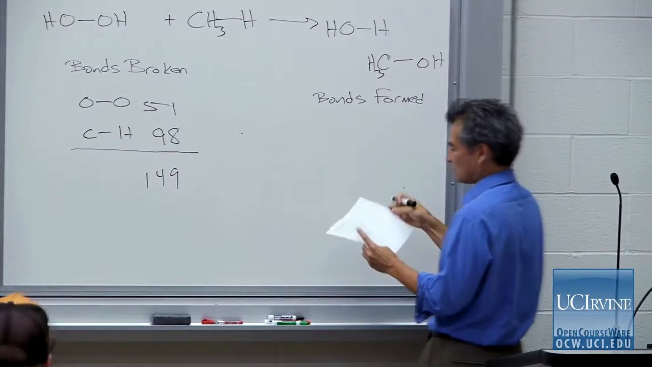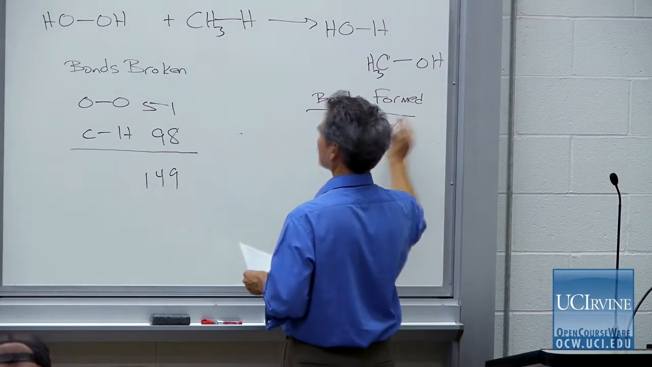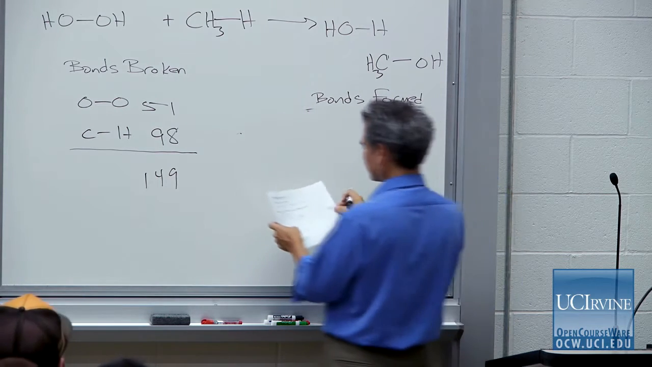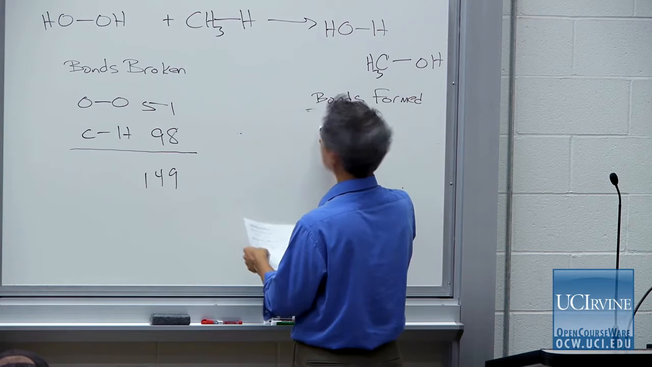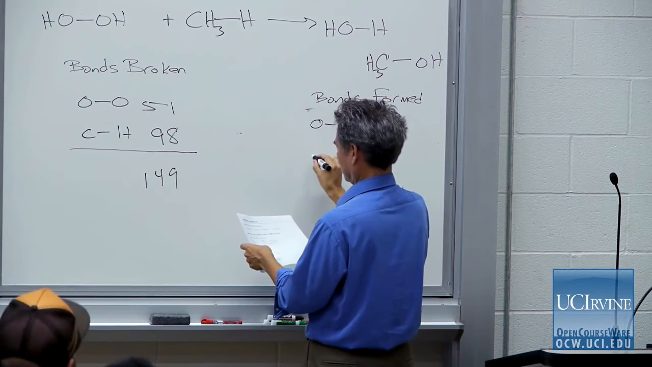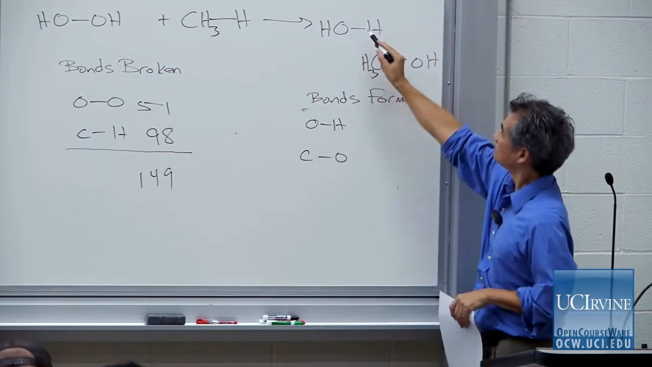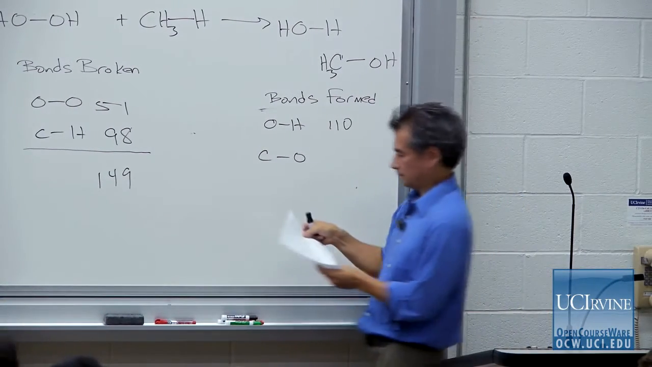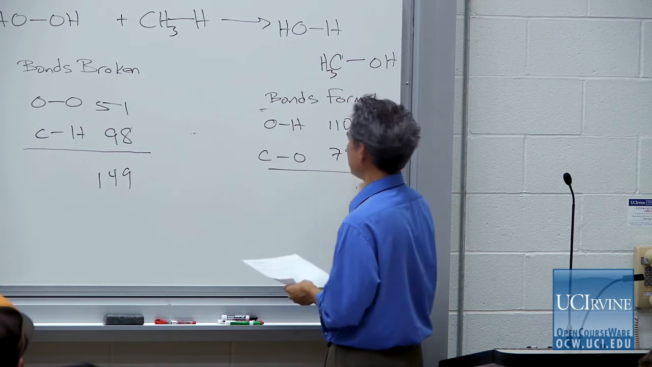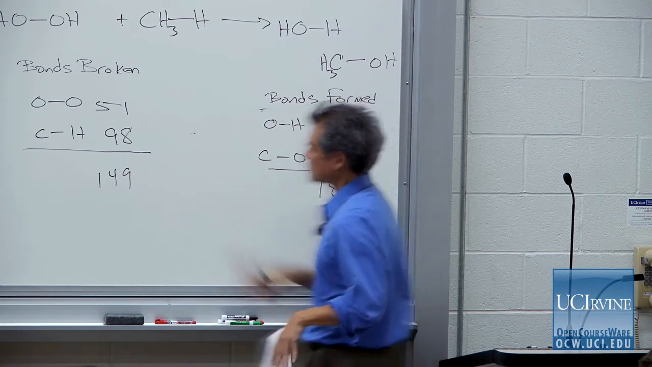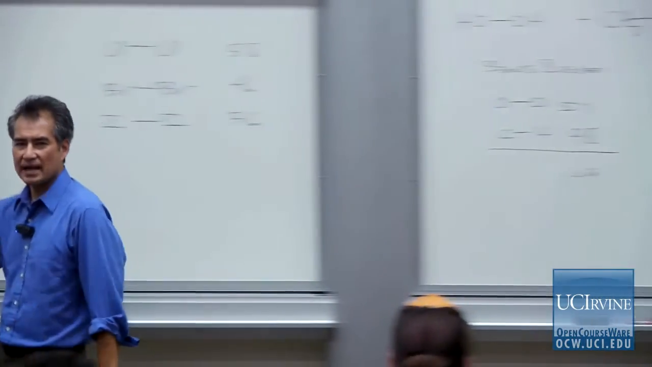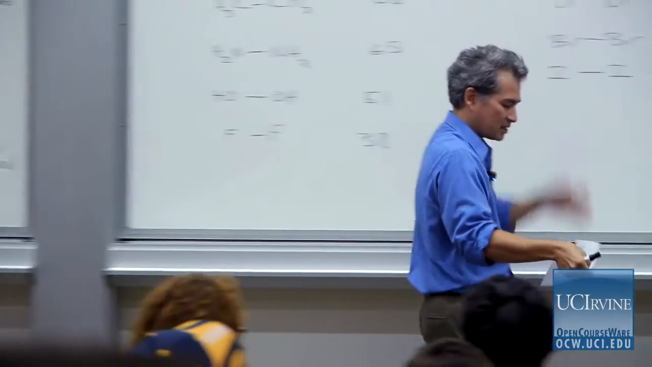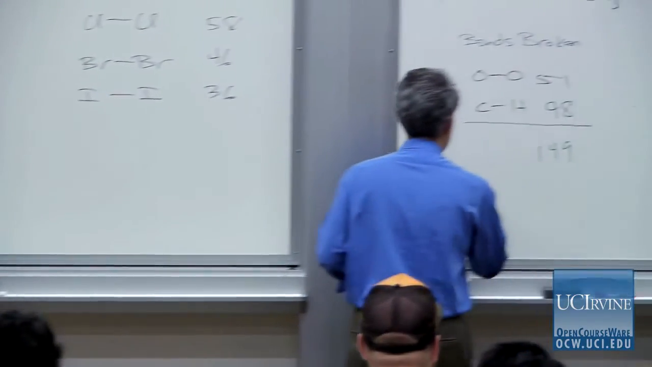And then we come over here and we look at the bonds that we form. So the OH bond in water, or just a generic OH bond, is about 110. And then for a CO bond, when we add these together, we get 189. You can tell already that you're generating more energy by forming bonds than you had to put in to break these bonds.